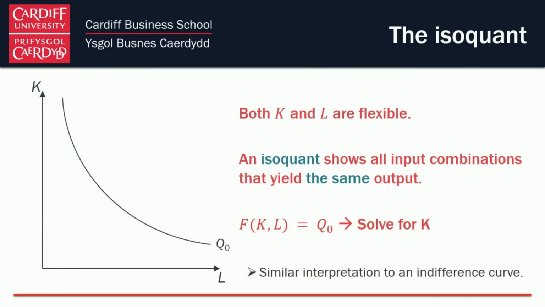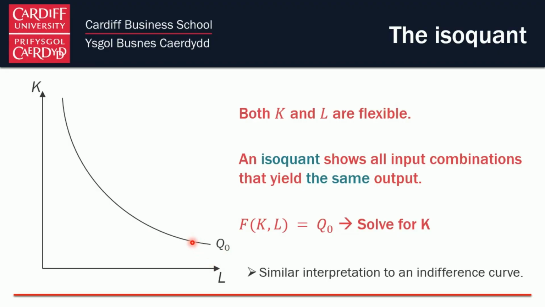In the long run, both capital and labor are flexible. So the way to represent the output is this. You put labor on the horizontal, capital on the vertical axis, and then you draw the so-called isoquant curve. An isoquant curve is basically a curve that shows the combinations of capital and labor, all input combinations, that yield the same output, Q0. So along this curve, the output is always the same, Q0 units.